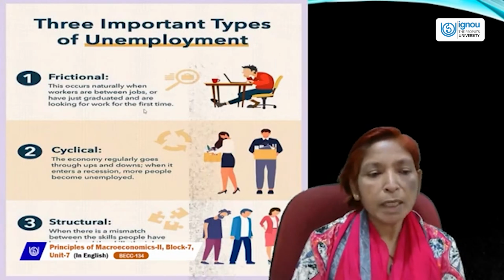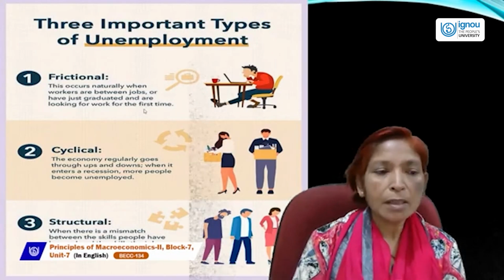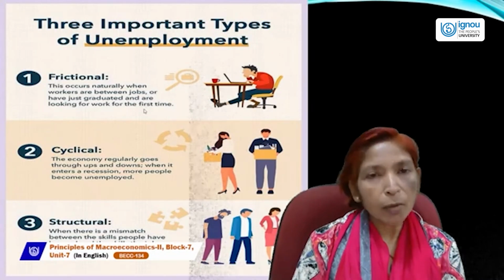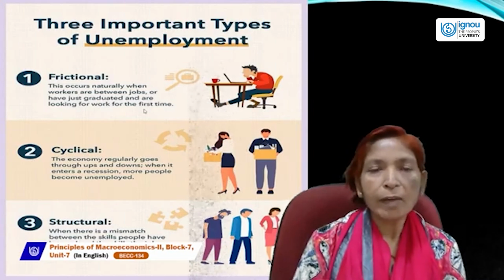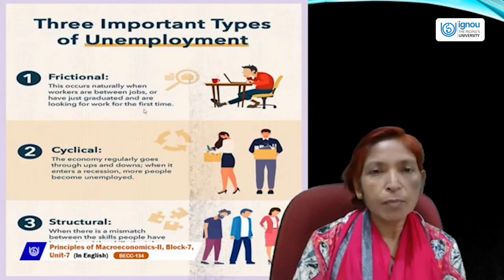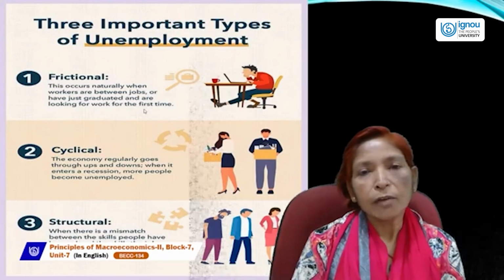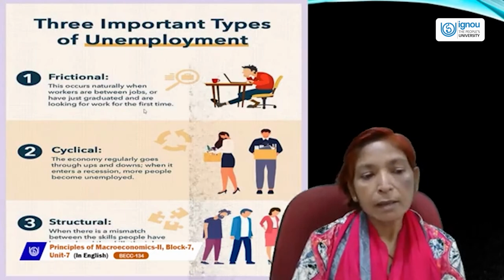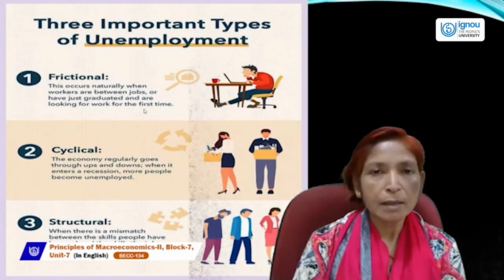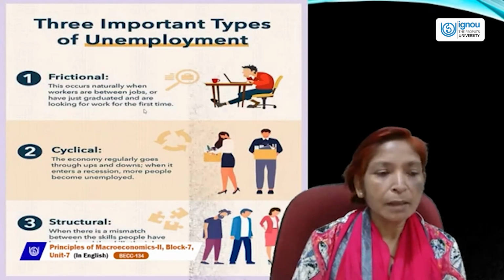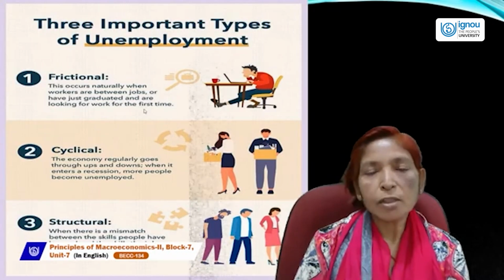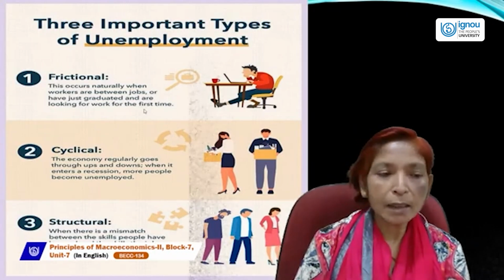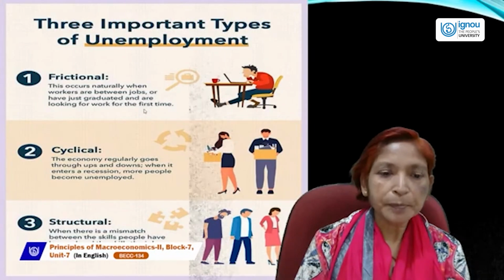Cyclical unemployment occurs when the economy regularly goes through ups and downs or wave-like fluctuations like boom, recession, depression, and recovery. When it enters a recession period or a depression period, then more people become unemployed. This situation is called cyclical unemployment.